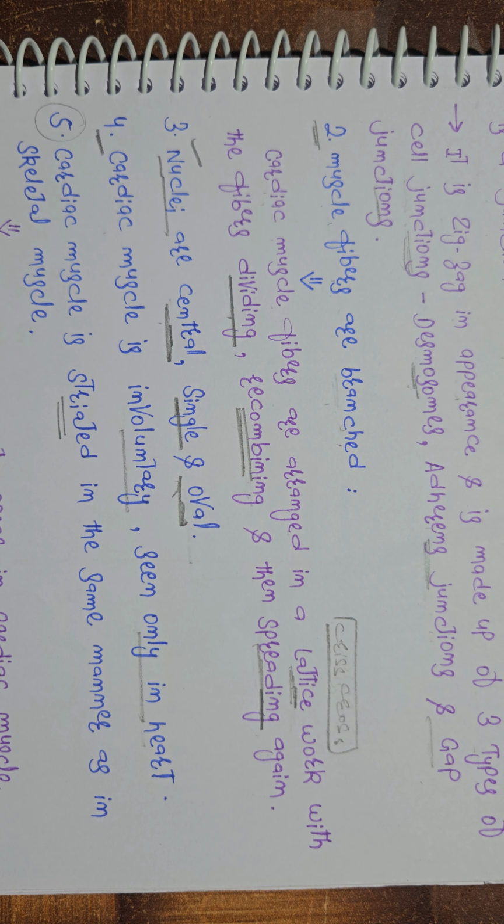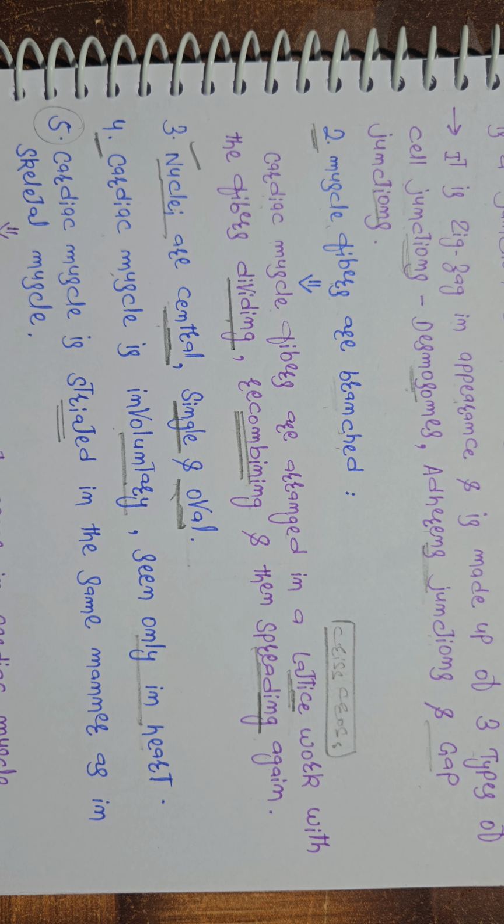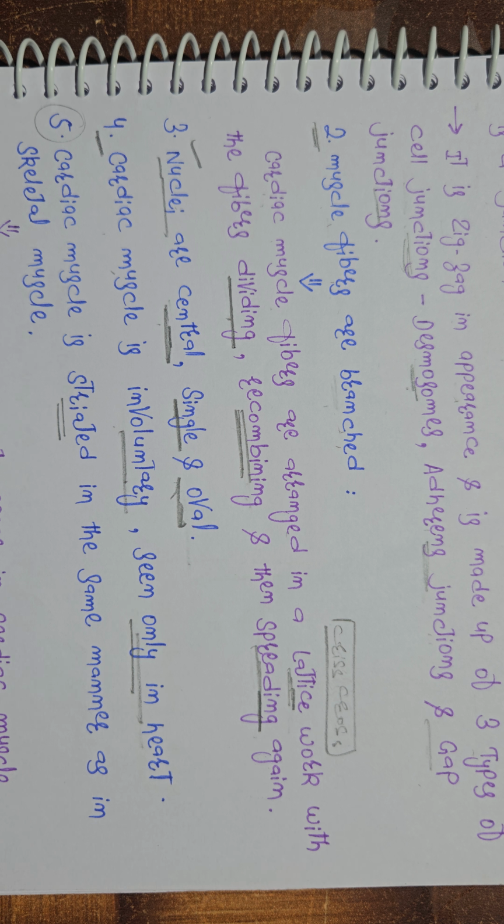The fourth anatomical feature, cardiac muscle is involuntary. We know it's involuntary, and it's only seen in the heart. Cardiac muscle is only seen in the heart. It is not seen anywhere else in the body.